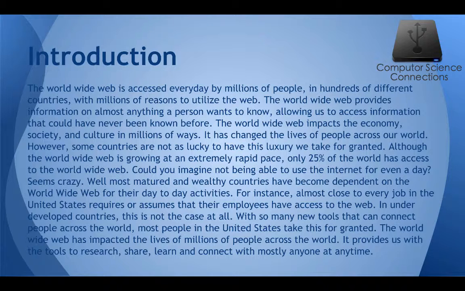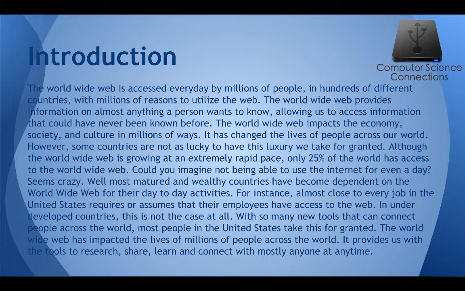However, some countries are not as lucky to have this luxury we take for granted. Although the World Wide Web is growing at an extremely rapid pace, only 25% of the world has access to the World Wide Web. Could you imagine not being able to use the internet for even a day? Seems crazy. While most matured and wealthy countries have become dependent on the World Wide Web for their day-to-day activities. For instance, almost every job in the United States requires or assumes that their employees have access to the World Wide Web. In underdeveloped countries, this is not the case at all.